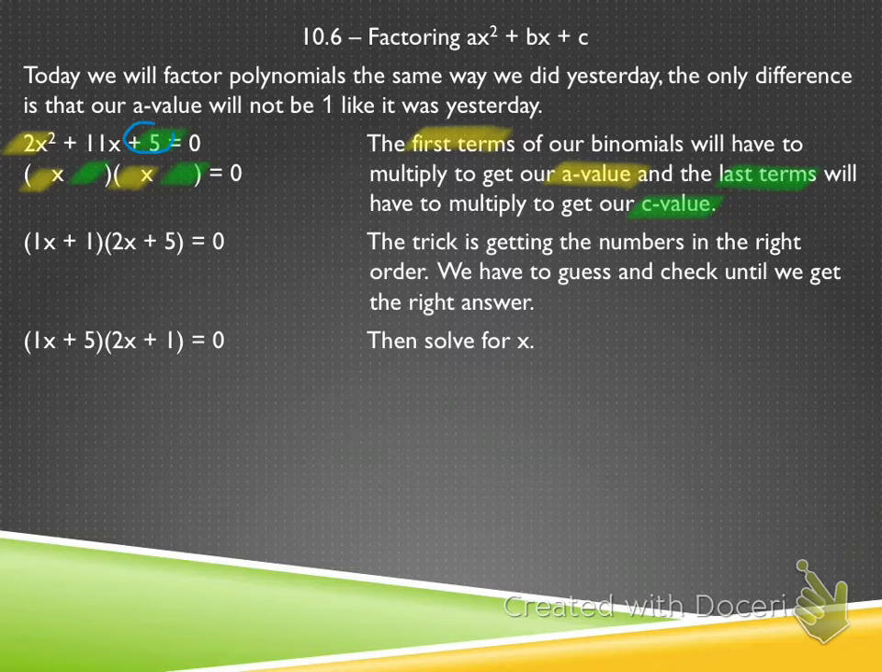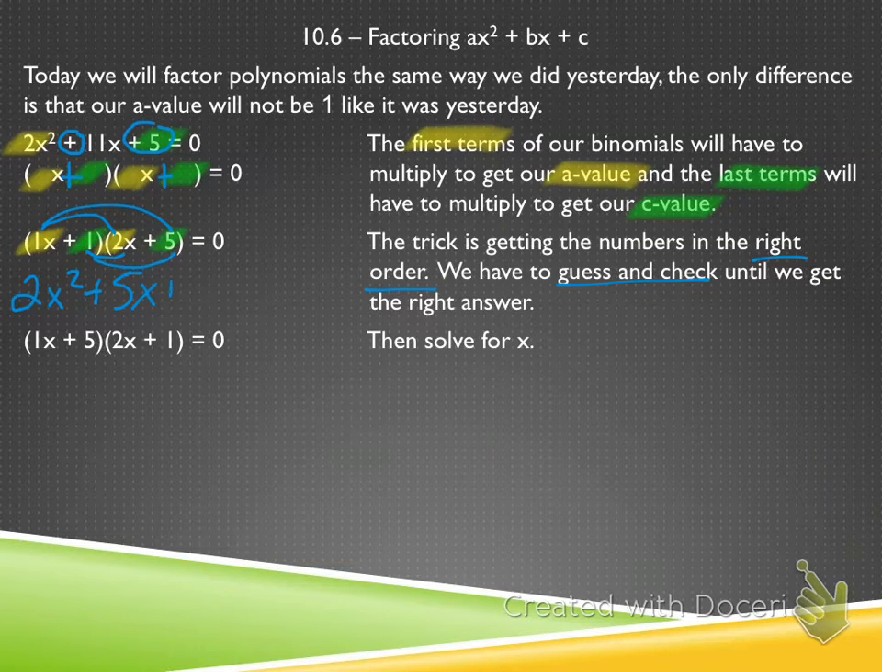Since my c value is a positive 5, I know these are both the same sign. Since my b value is positive, I know they're both plus signs. Once I get there, again, the trick is getting the numbers in the right order. So we have to guess and check until we get the right answer. So here, again, my first numbers are multiplying to get me 2, and second numbers are multiplying to get me 5.